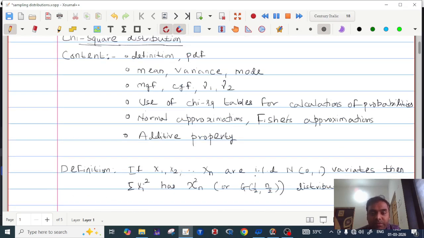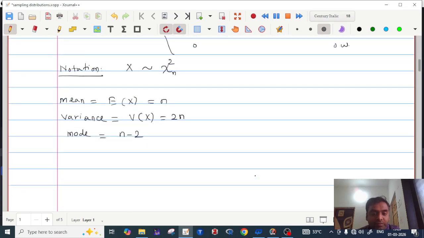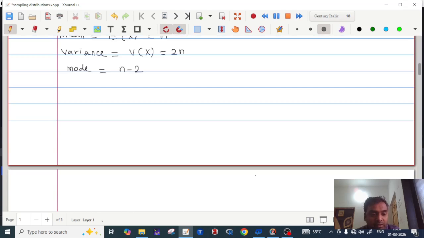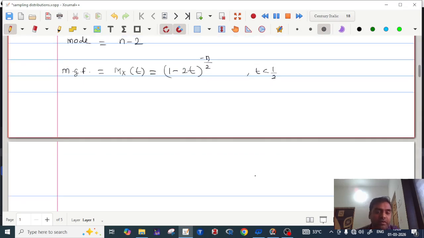Then MGF, CGF and gamma 1 and gamma 2. Next one is MGF of chi-square distribution. So if x follows chi-square with n, then its MGF is one minus 2t raised to minus n by 2. So this t should be less than 1 upon 2 to define this MGF. With the help of this MGF, if we expand this, we will get the raw moments.